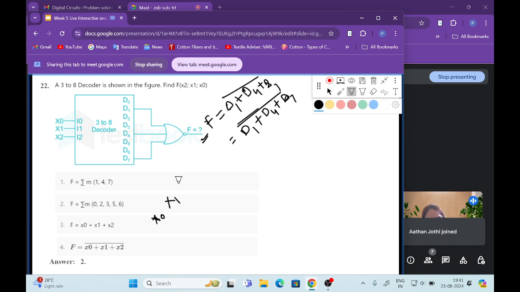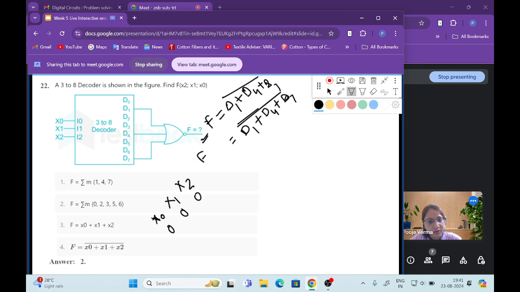X0, X1 and X2, right? And we can write it directly, otherwise we have to write the very large truth table, that is from at which places the output. Already we know that at 0 0 0, D0 will be high and all others are low. Already we know that. I'm not writing it. I'm directly writing the F.